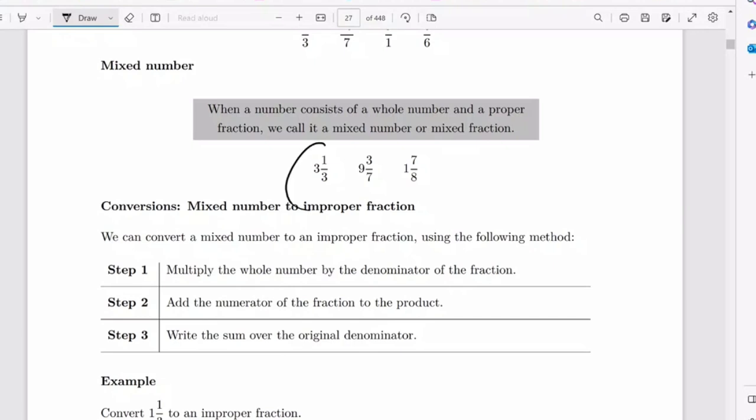Simply, what you do here, you start with your denominator, you multiply it with the whole number, and then you add your numerator. So you're going to have 3 multiplied by 3, that is equal to 9, plus 1, which is going to be equal to 10 over 3. You write that same improper fraction, and then here you are going to have 9 multiplied by 7. 9 multiplied by 7 is 63, plus 3, that is equal to 66. So this one is equal to 66 over 7.